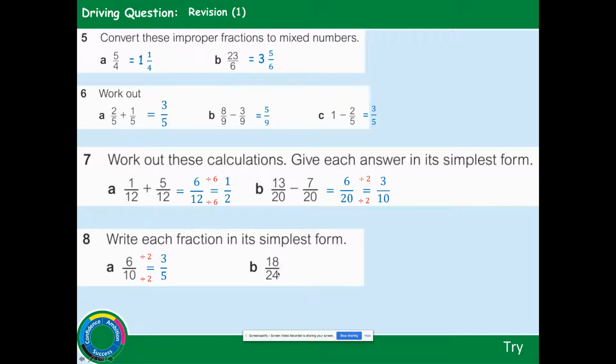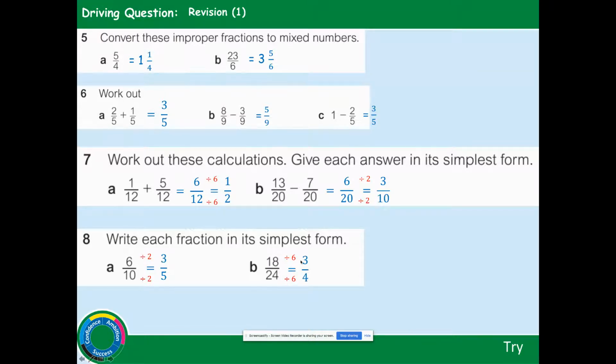18 and 24. So this is where knowledge of tables is really important. We could just divide by 2. I'm not sure if I've divided by 2 or done it in one jump. I've done it in one jump. You could divide by 2 and then divide by 3 again. Or if you spotted that these are both actually in the 6 times table, you can divide by 6 in one go. It'll be 3/4.